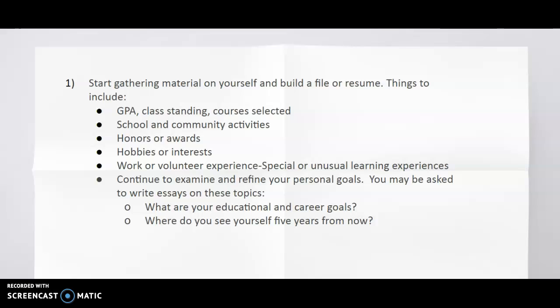The next part says, continue to examine and refine your personal goals. You may be asked to write an essay on these topics. What are your education and career goals, and where do you see yourself in 5 years from now? There's also an outline sample, and that's one of the things that's on there as well, as far as stating your major, why you selected it, how this degree might impact your career plans, and what are your future plans.